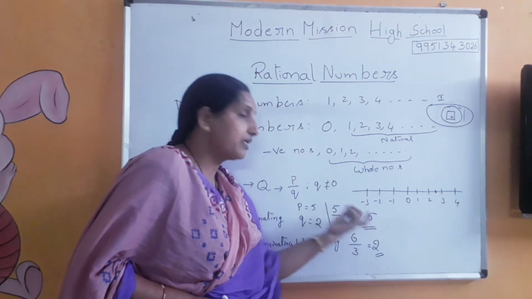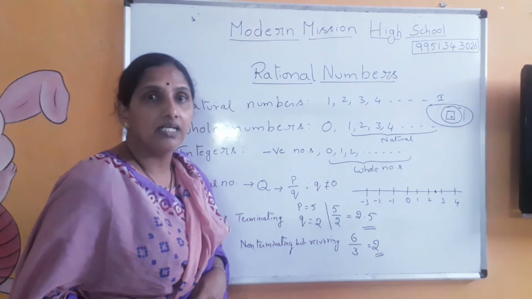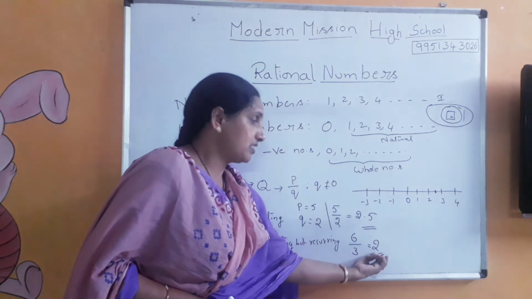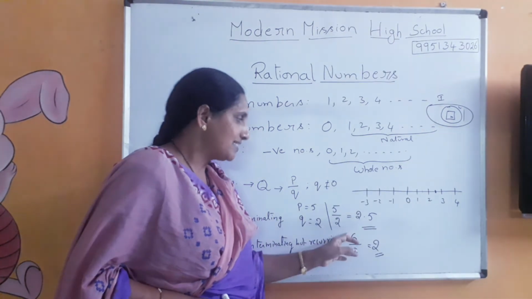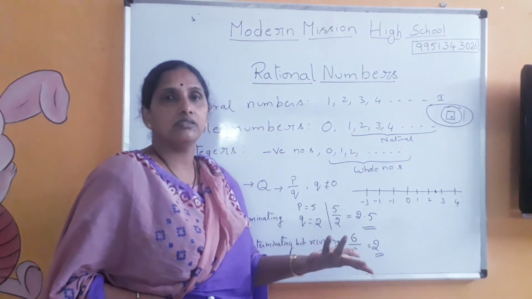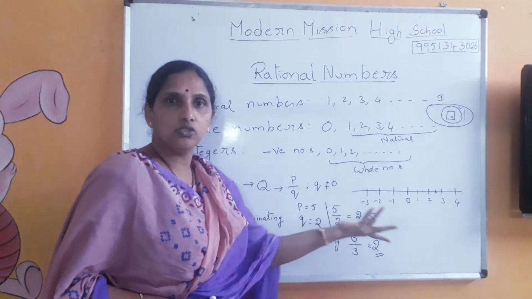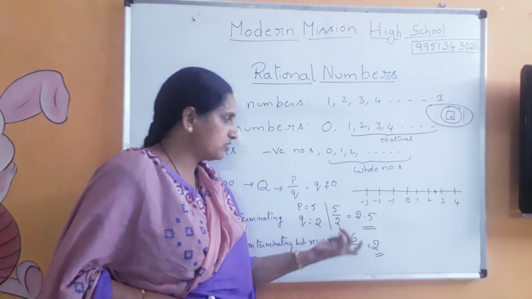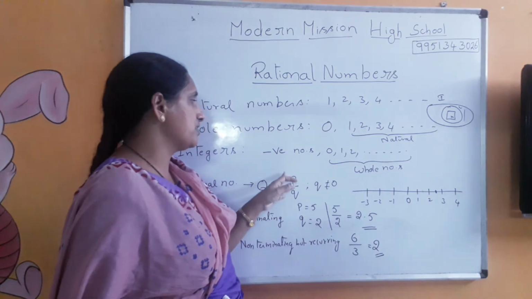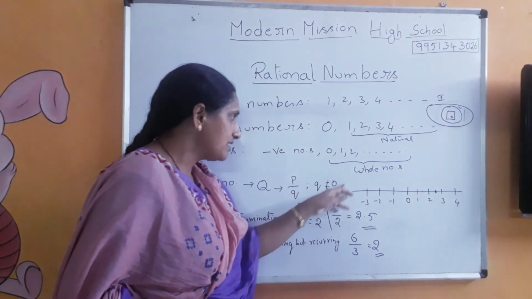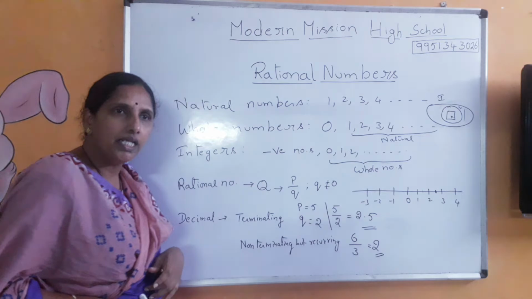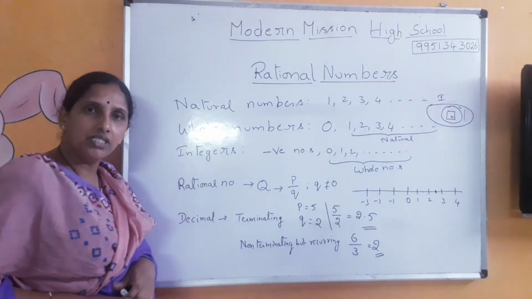So 2.5 is a rational number. Okay, and now see 2. 2 can be expressed as 2 by 1, 6 by 3, or otherwise 4 by 2. 4 divided by 2 is 2, 2 divided by 1 is 2, 6 divided by 3 is 2. So any number which can be expressed in this form, but what is the limitation? Q should not be equal to 0. Such numbers are called rational numbers.